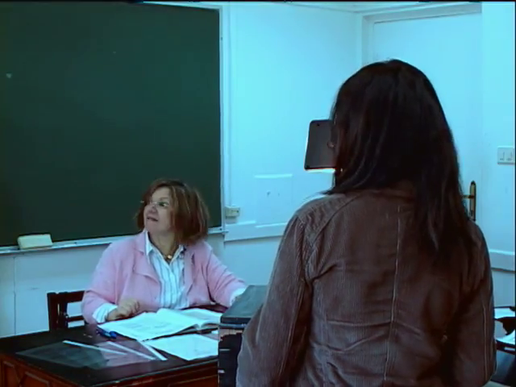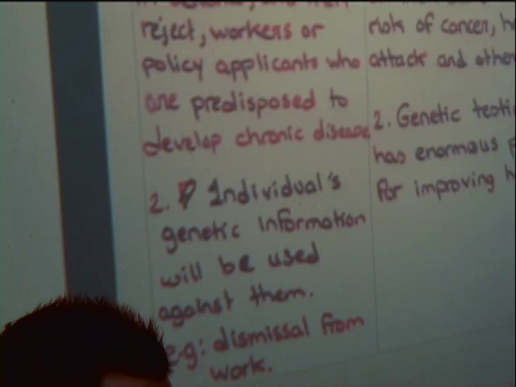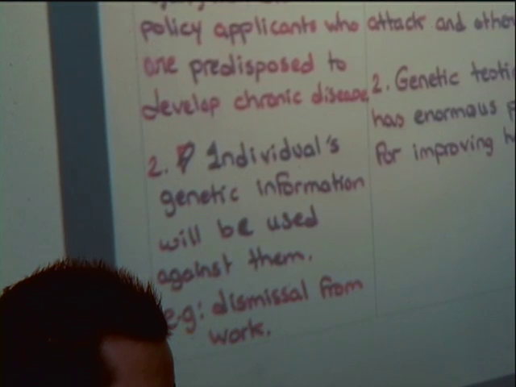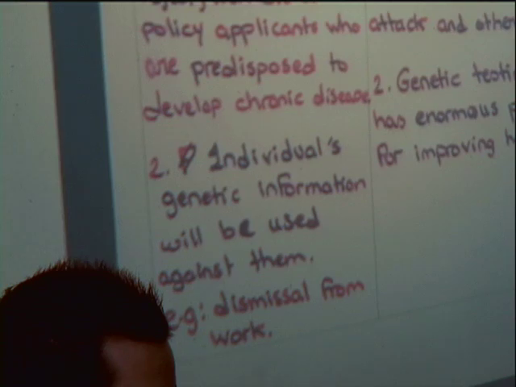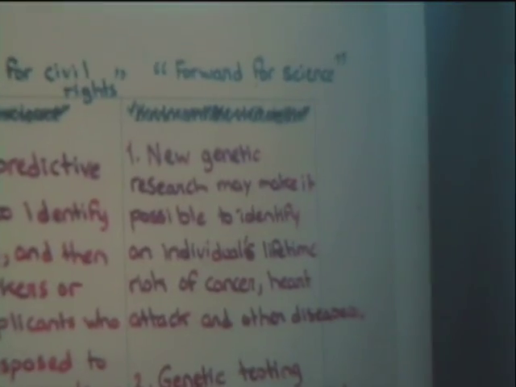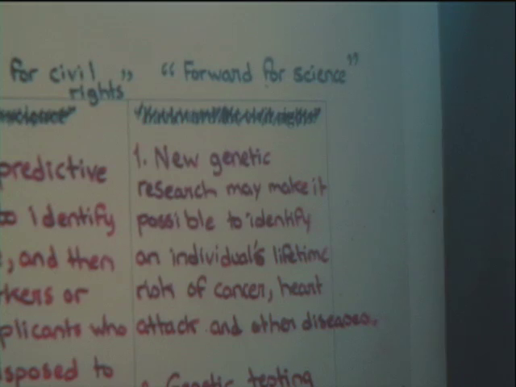Okay, the other step is individuals' genetic information will be used against them. Example, dismissal from work. Thank you. Okay. Steps forward for science. First, new genetic research may make it possible to identify an individual's lifetime risk of cancer, heart attack, and other diseases. Therefore, can you elaborate on this? Why is this a good thing? Why is this a step forward? Yes, Matas. Curb this disease or feed the workers.